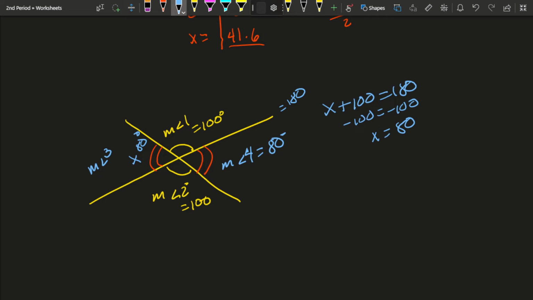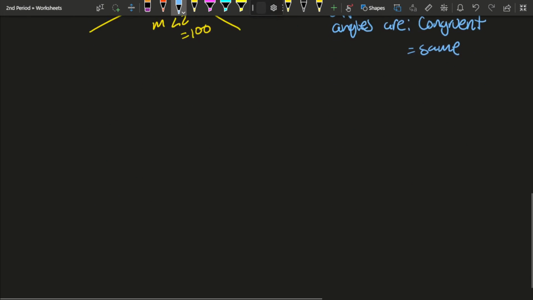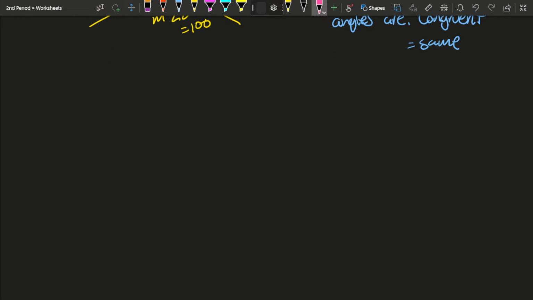So those are vertical angles. Again, opposites like 1 and 2 are called congruent. Opposite vertical angles, and congruent means the same. And adjacent angles on vertical are going to add up to 180. Any questions so far? Then we're going to have triangles.